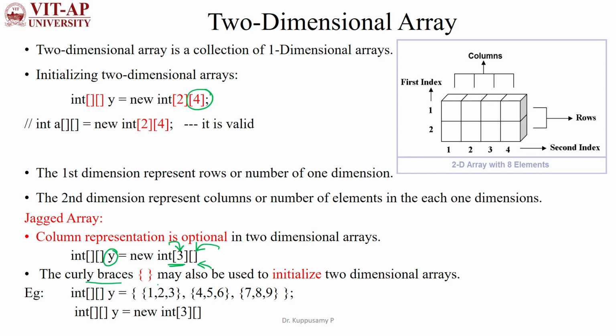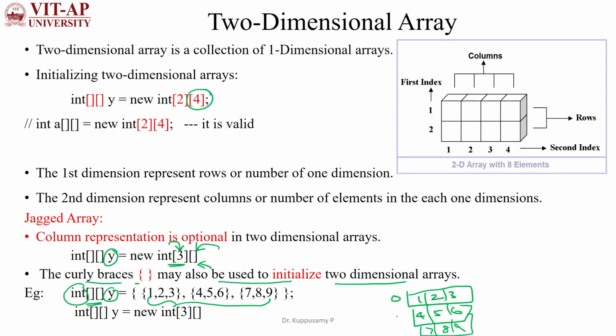The curly braces here may also be used to initialize an array with the two dimensional type. So here you see the integer data type array is created with the two dimensions, number of rows and number of columns. Here I am creating three one dimensional arrays. The first one dimensional array is 1 2 3, then the second one dimensional array is having 4 5 6, then the third one dimensional array is having 7 8 9. So here we have created three one dimensional arrays, right? Then the three one dimensional arrays are joined together to create the two dimensional array.